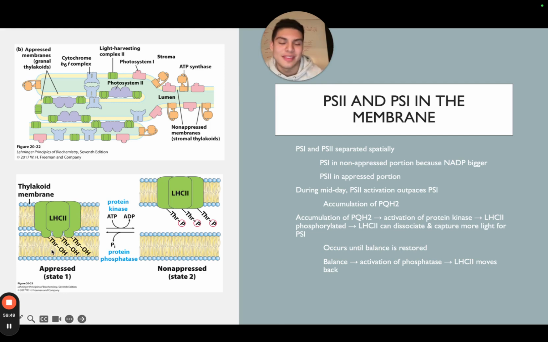Threonine residues, that's very key. Remember the amino acid threonine has an OH group on the R group. So we can phosphorylate that, and it'll basically spatially move it towards photosystem 1. So the protein kinase will help move this light harvesting complex closer to photosystem 1, and that prompts its activation even more. This occurs until the balance is restored. And once the balance is restored, we're going to start using protein phosphatases, which get rid of this phosphate group and move the light harvesting complex towards the appressed areas.